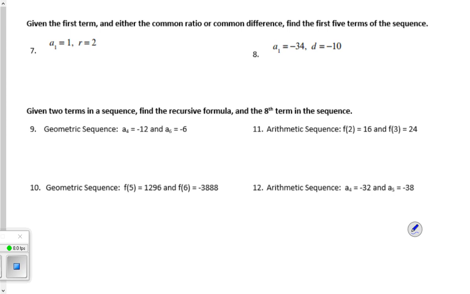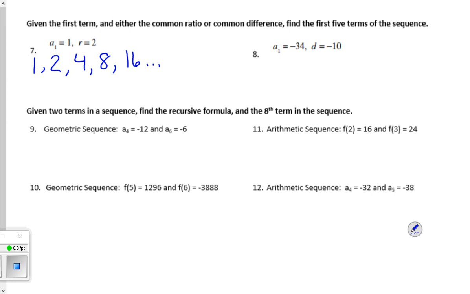So on number 7, they're saying a sub 1 is 1. And then they tell you that the common ratio is 2. Well, you have to know that that 2 is either going to be add, subtract, multiply, or divide. So the fact that it's a common ratio means it's being multiplied. So times 2, times 2, times 2, times 2. Okay? Because some people would put plus 2 because they wouldn't remember that the r is the ratio.